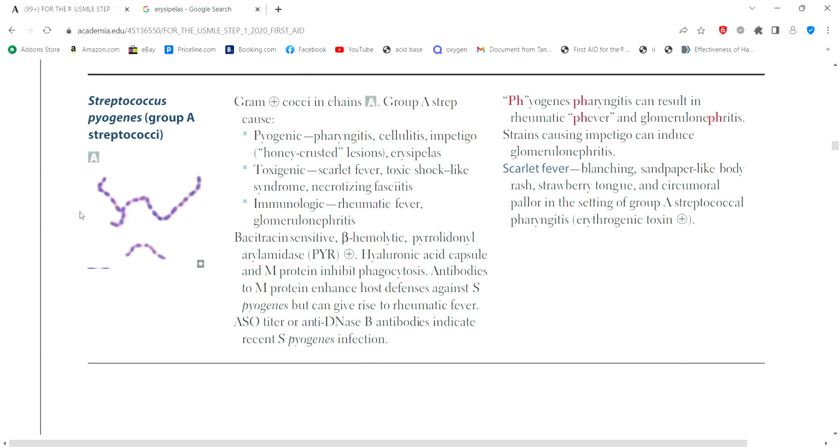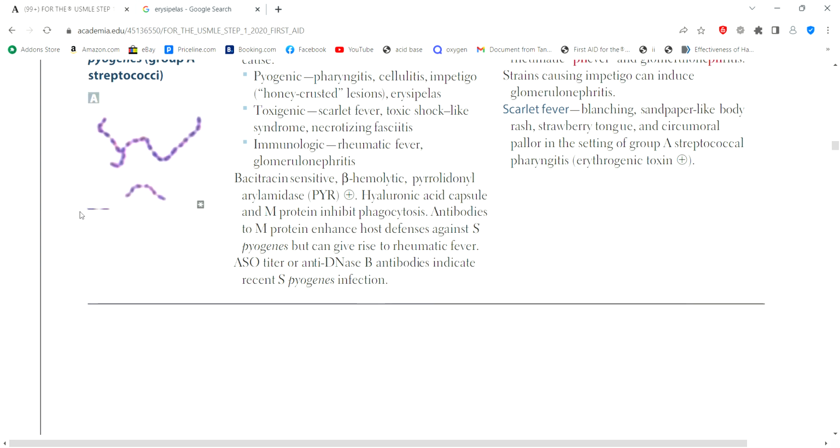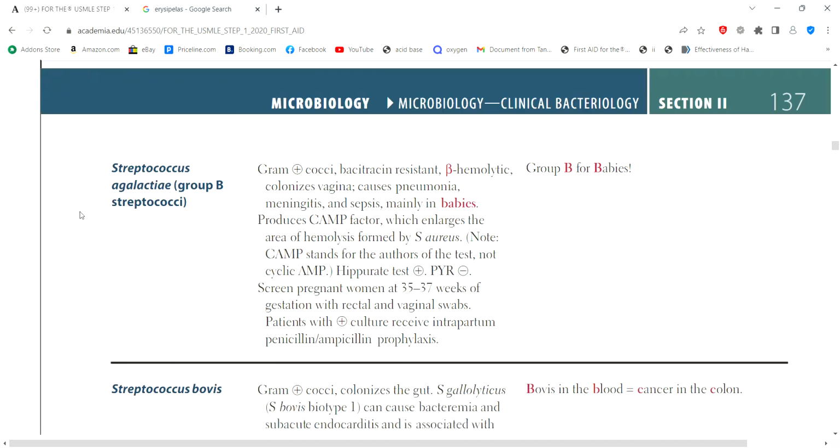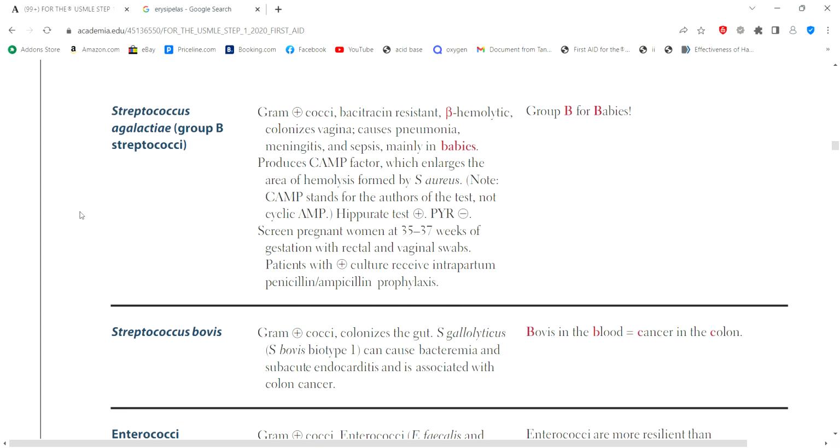So, what do you see? Antibodies against M protein. You also see ASO antibodies, and you see anti-DNase B antibodies. All right, now that's done.